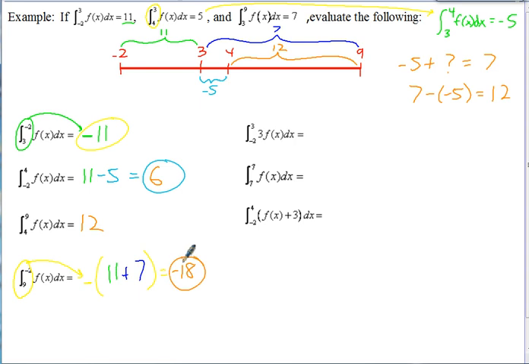Then the next one, notice one thing a little different on this one. We've got a constant of 3 multiplied by f of x. All the ones before just had f of x, which this function is. So remember what you can do with constants, though. You can just pull those outside the integral. So that's the same as 3 times the integral from negative 2 to 3 of f of x. So that's just going to be 3 times, well, from negative 2 to 3, we know that's 11. 3 times 11 is 33.